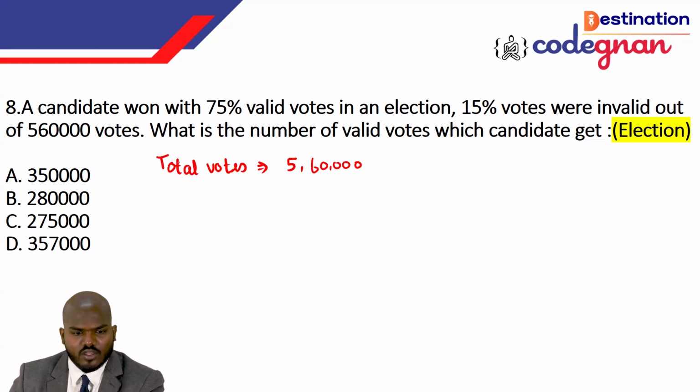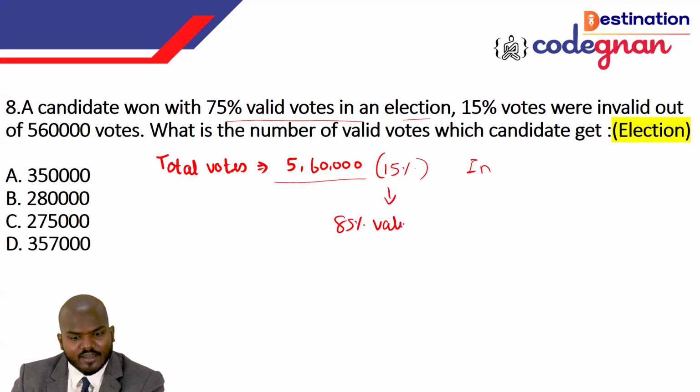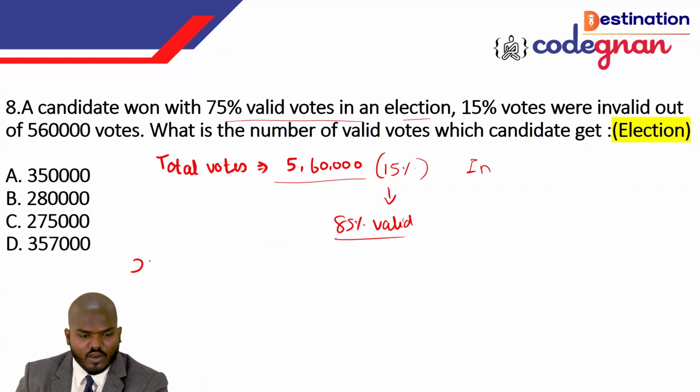Okay, according to this, you see this, we have the 75% valid votes in an election. Okay, 75% valid votes and 15% are invalid votes. Out of the total number of votes, 15% are invalid. So then what about the remaining? The remaining 85% are valid. So like that you can declare here. Okay, so X is equal to how many valid votes the particular candidate has got.